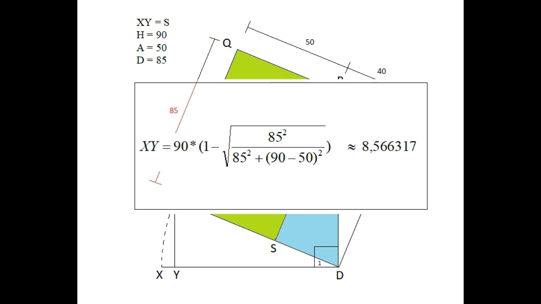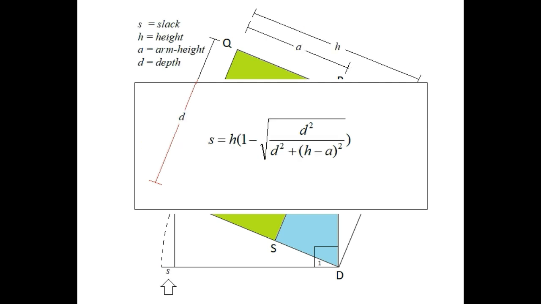Here we have the result of the process of elimination. It makes sense to replace all the numbers in the equation by letters so as to derive a more general formula for the slack. This is what our formula looks like. Let's put it to the test.